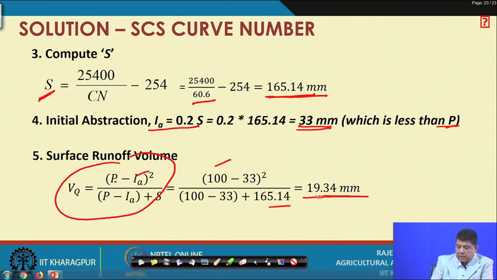So, the total surface runoff volume which is generated is 19.34 mm. That means for this given area and conditions, out of 100 mm of rainfall, 19.34 mm is getting converted into the surface runoff volume.